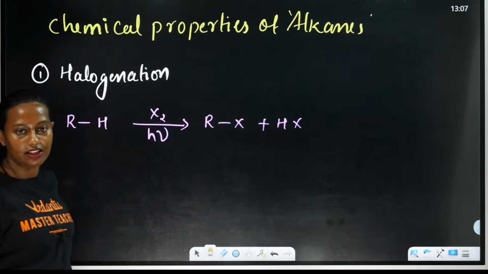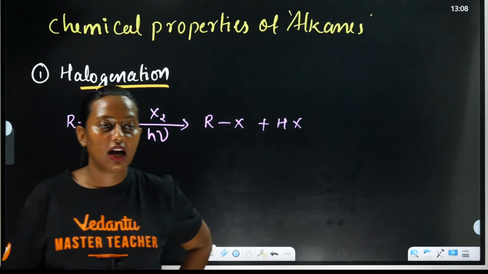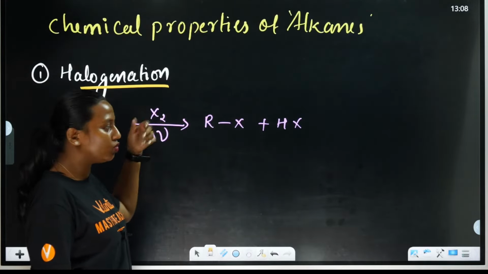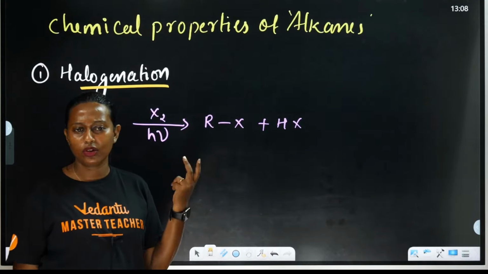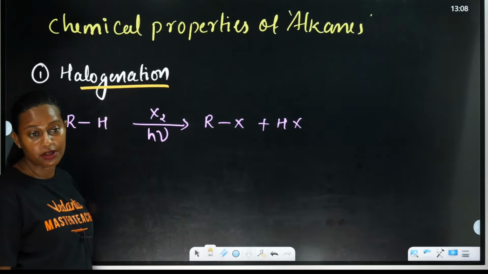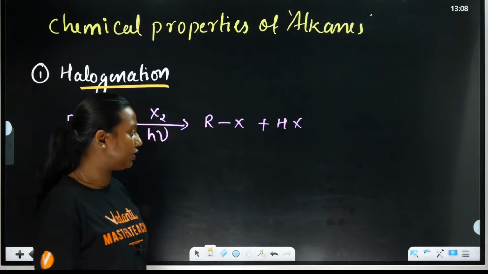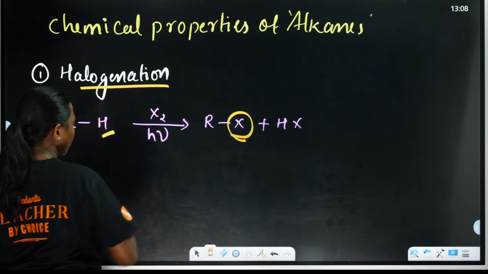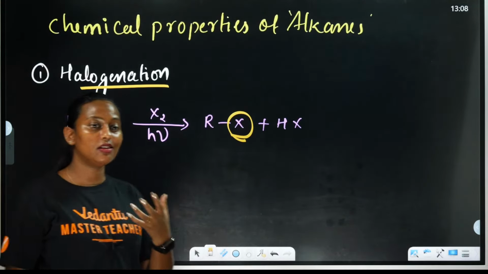Chemical properties of alkanes. First, halogenation. What does halogenation mean? Addition of halogen compounds, that is X2. X2 means Cl2, Br2, or any other, even I2. In the presence of light this reaction will happen. The halogen will replace this hydrogen, okay? I already mentioned that there are 3 steps.